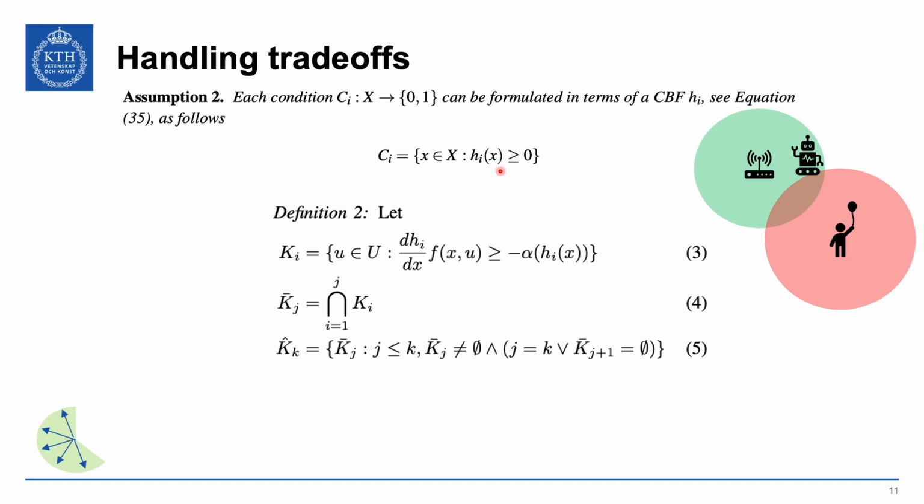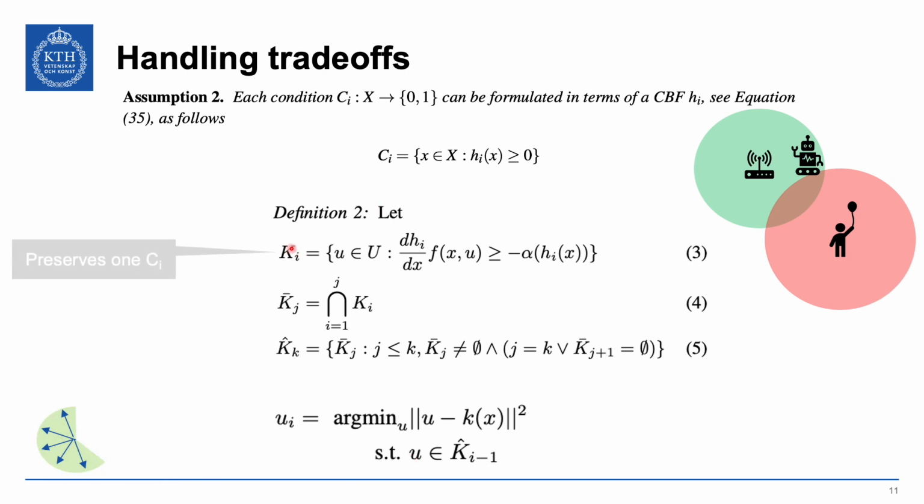And then in order to do this trade-off, we're going to formulate 3 sets, K_i, K_j bar, and K_k hat. And when you have the sets, we're going to choose a control that is close to some K that is nice for whatever we're trying to do now, but we're only allowed to choose from this K hat guy in order to try to satisfy the previously achieved subgoals. So this K without the bar or the hat is basically preserving one C_i. This is the standard control barrier function setup that we saw in earlier slides.